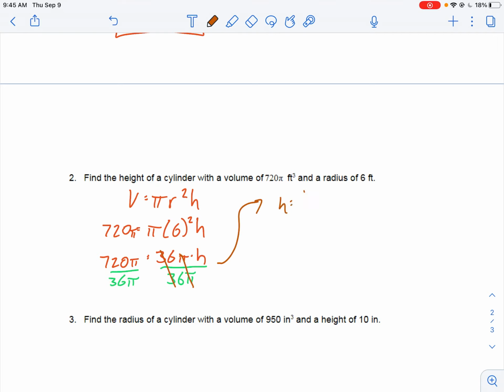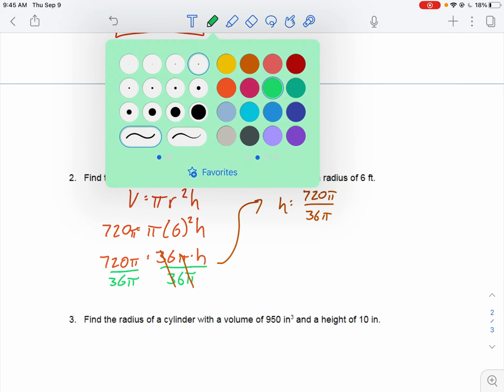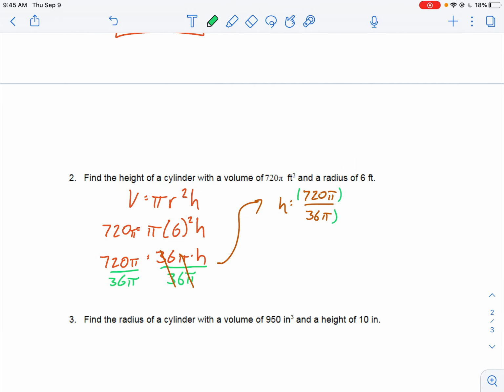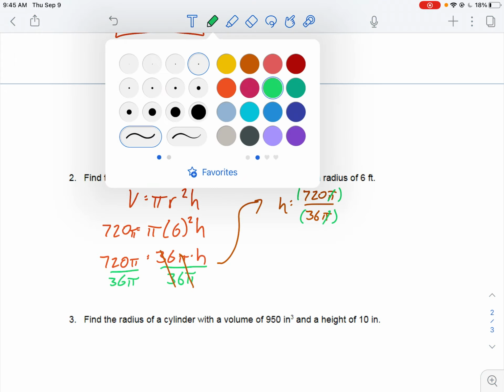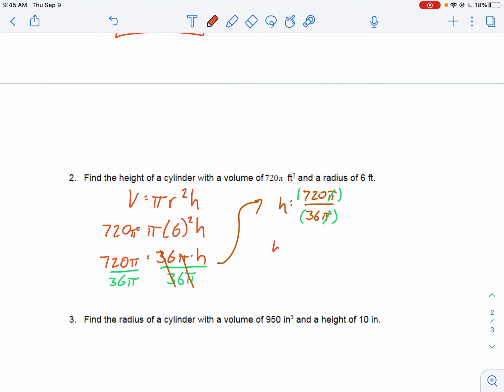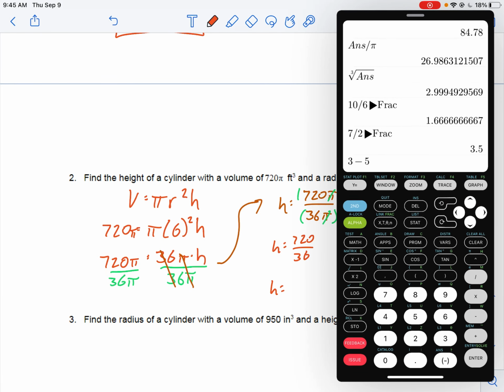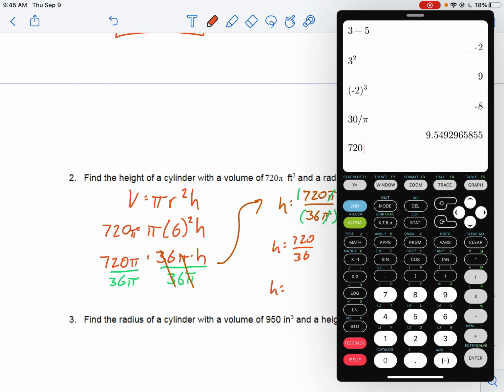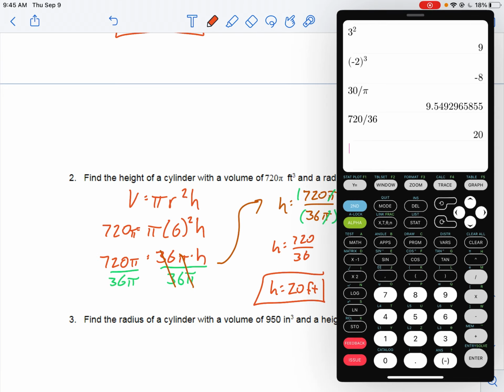So my height is 720 pi divided by 36 pi. I can put that in the calculator as is, but don't forget you'd have to put parentheses around the numerator and denominator. But a little shortcut, since I have a pi in the numerator and denominator, they both cancel out, so I can just reduce this to 720 over 36 and put that in my calculator. That'll be easier. 720 divide 36, there we go, 20, and it looks like I'm in feet. That's it.